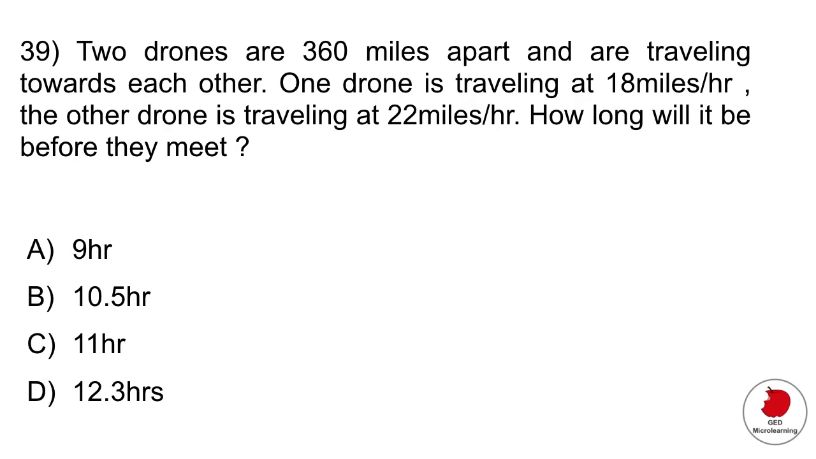Two drones are 360 miles apart and are traveling towards each other. One drone is traveling at 18 miles per hour. The other drone is traveling at 22 miles an hour. How long will it be before they meet?